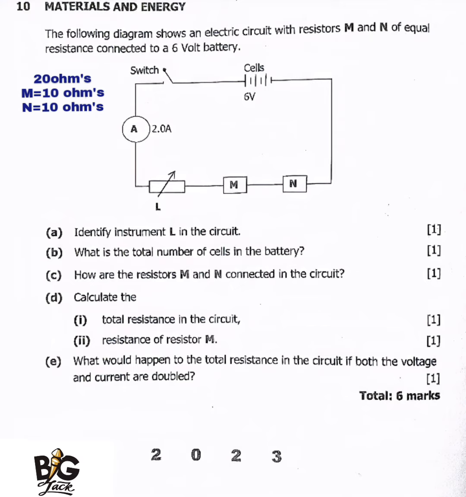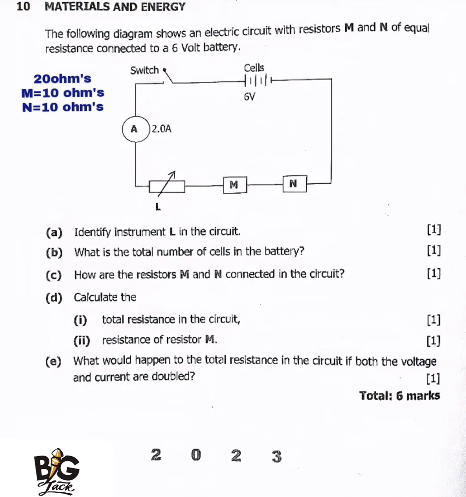Then let's move on to the circuit diagram. This circuit diagram has cells. How we count the number of cells here is like this: you need to count the longer line and the shorter line. The longer line and the shorter line make up one cell, one battery cell. In this case, if you were to count, we have 3 cells.